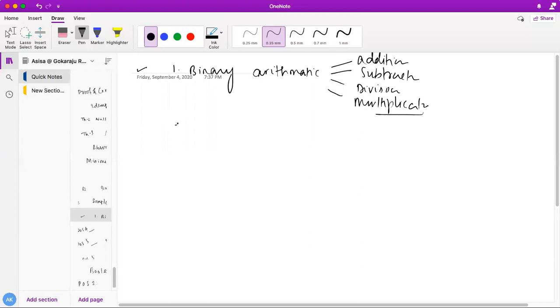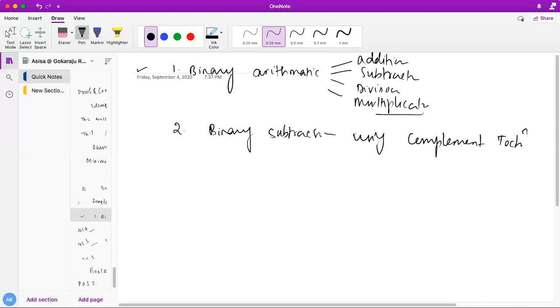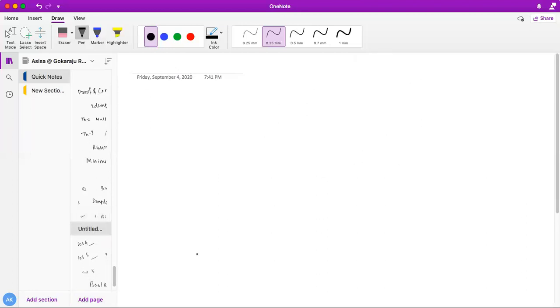Then we'll move towards the next part of the class, which is how binary subtraction is possible using complement techniques. We'll discuss the different complement techniques by which binary subtraction is possible, and we'll have a lot of examples on it, because this is one of the most important topics for the GATE exams. One or two questions you can expect from this. So this is the content of today's class, and we'll start without wasting time.